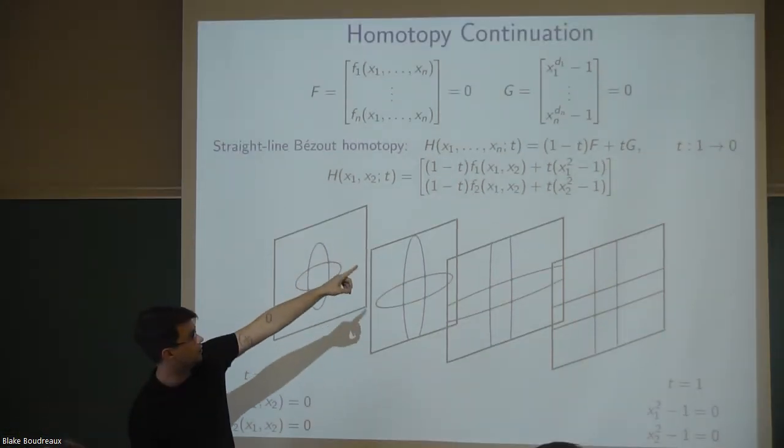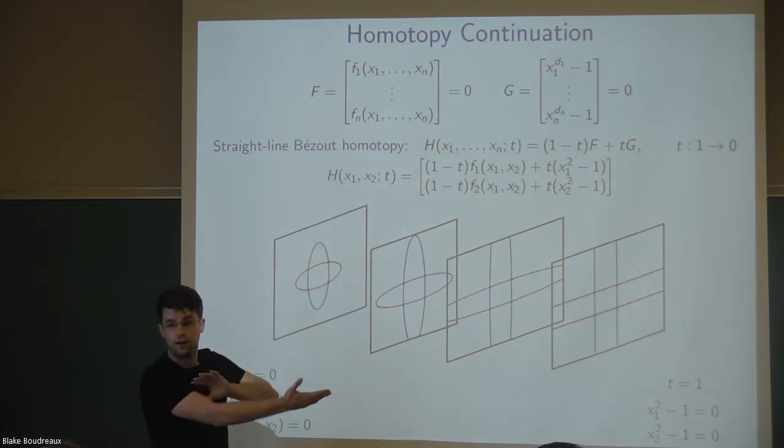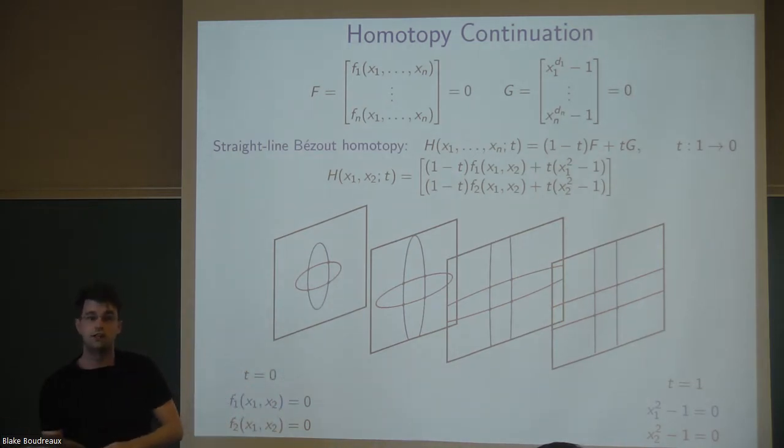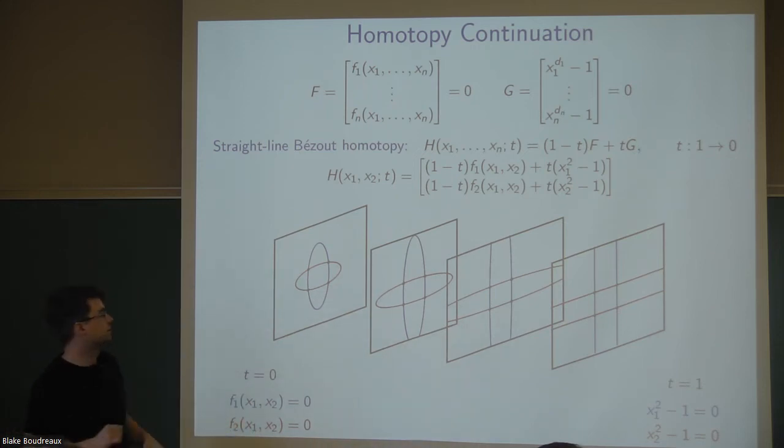So when we plug t equals 1 here, we just get g. And when we plug t equals 0 here, we just get f. So this is a family of polynomial systems interpolating between the system you wanted to solve in the first place and the system you were able to solve. So this is geometrically what's going on.